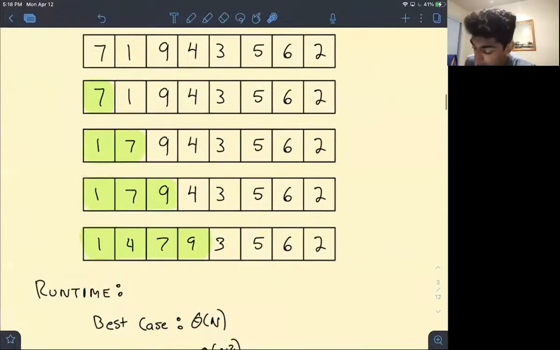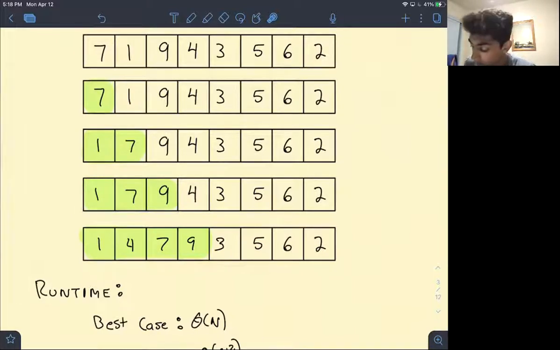Then we will look at 9, and we will ask ourselves, is 9 bigger or smaller than 7? And we will see 9 is bigger than 7, so 9 will stay as is, and we see that this is the state of our sorted subarray.